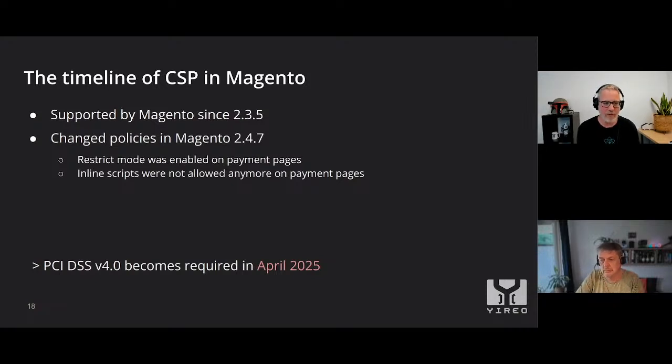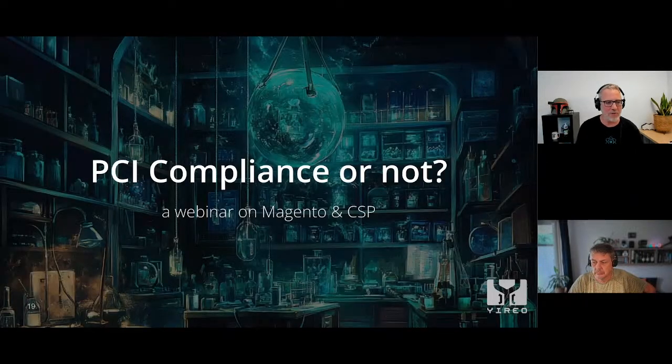And the reason for that was actually that the PCI DSS standard version 4 was introduced. It becomes required, or mandatory, in April 2025, and therefore currently we are in a transitional period, which means that we need to do everything possible to make sure that CSP and PCI DSS compliance is fully implemented. And that's basically bringing us to a big question. Should we care or shouldn't we?